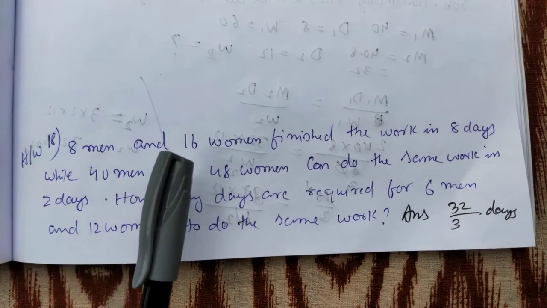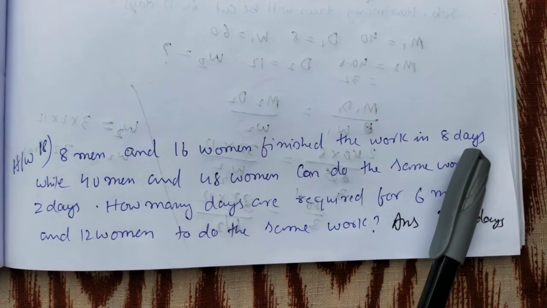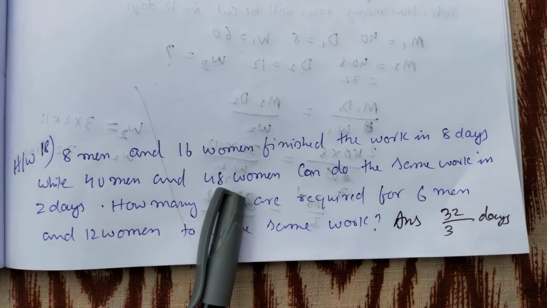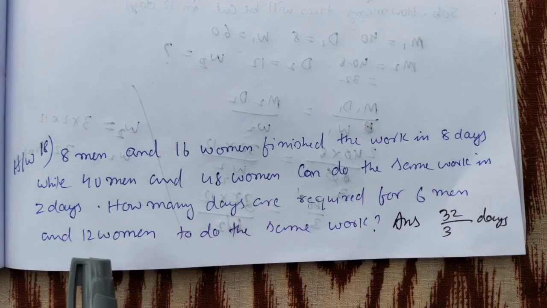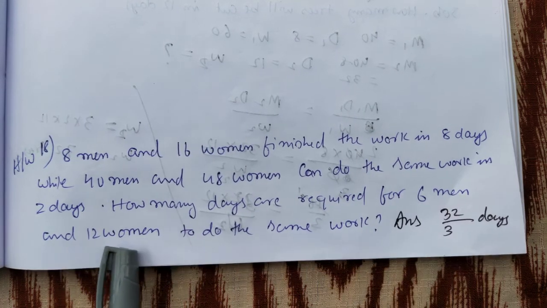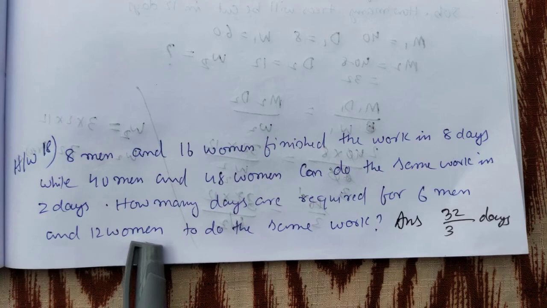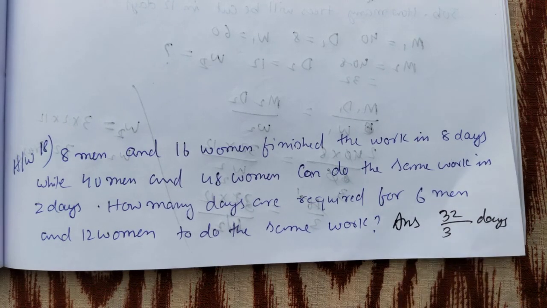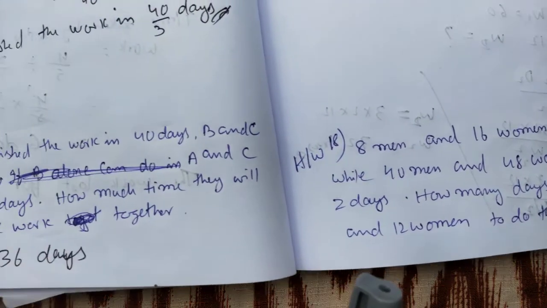Let's do next. Do this one as homework. 8 men, 16 women finish the work in 8 days, while 40 men and 48 women, similar type of question. But here they are asking 6 men and 12 women. That means you have to find X and Y also. We'll get 32 by 3 days as an answer. Do it as homework.